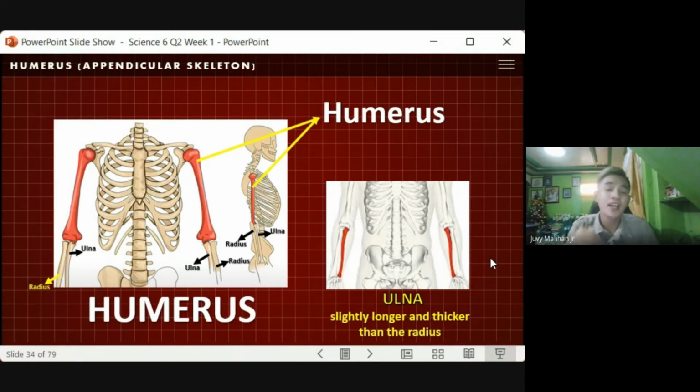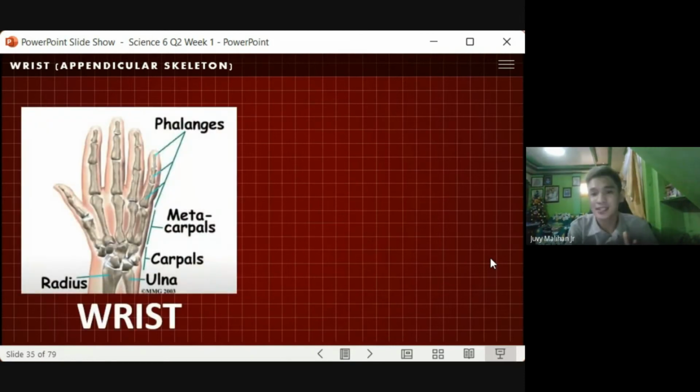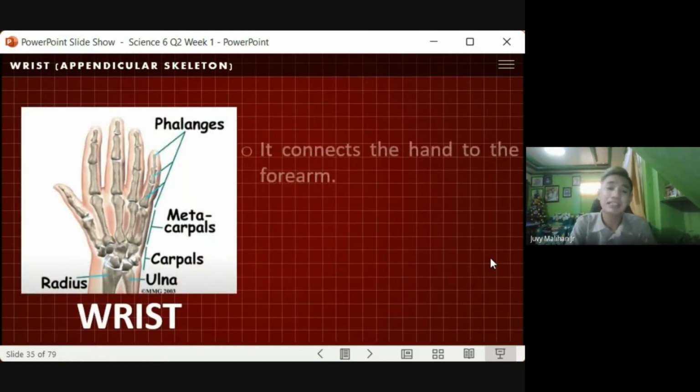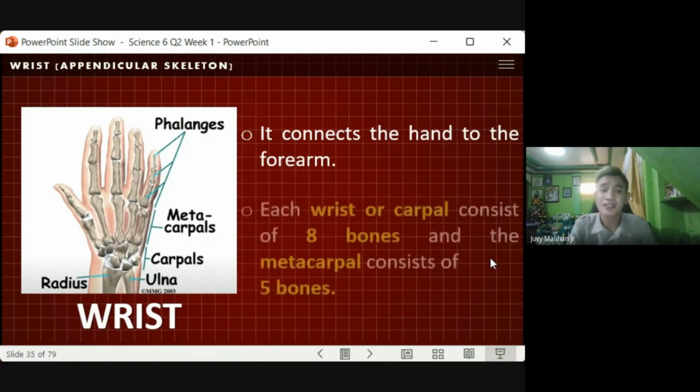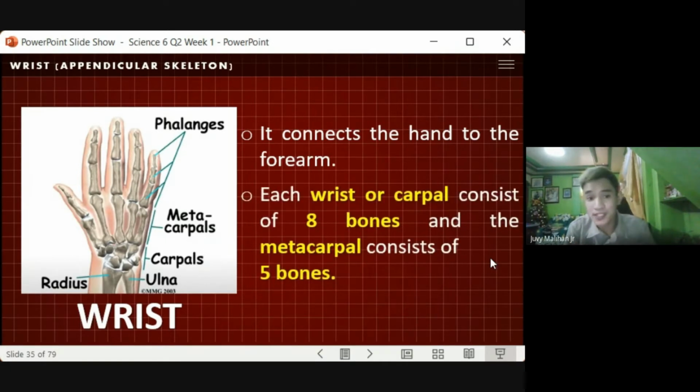Okay, below the humerus. Okay, next we have our wrists. So the wrist, class, connects the hand to the forearm, of course. So now, the wrist, class, or the carpal consists of 8 bones, and the metacarpal naman, class, consists of only 5 bones.